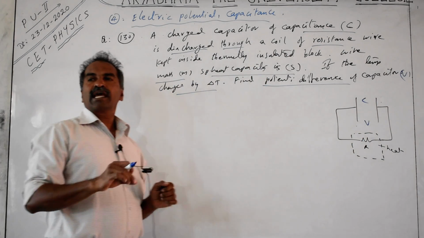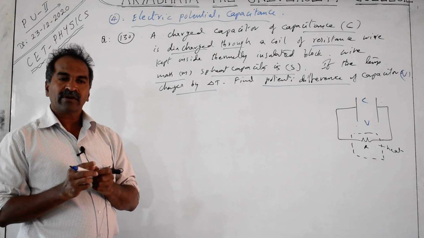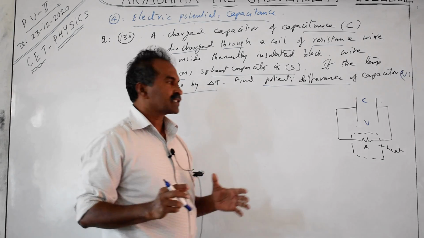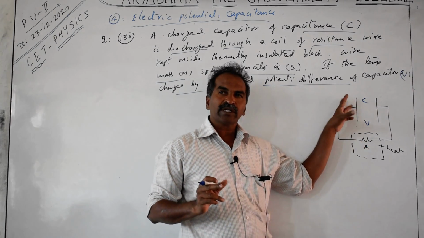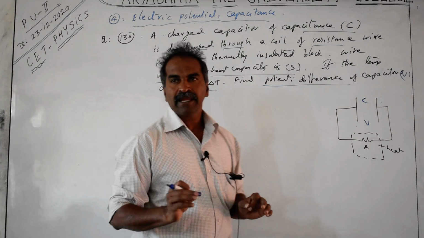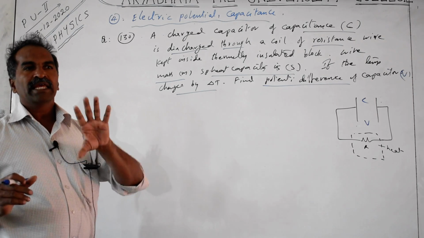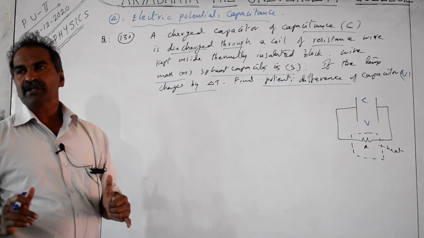Whatever the energy of the capacitor, that becomes heat across the resistance material. Whatever coil or wire is given has the resistance, and across the resistance heat is produced. So the energy stored equals the heat energy. The heat energy formula is mass into specific heat into change in temperature. Heat given or taken by any object, in the thermal properties you learned in first year, equals mass into specific heat into change in temperature.